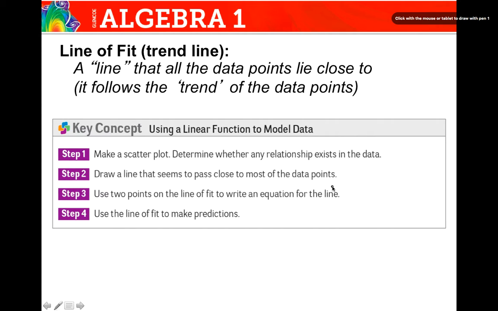Third step is you're going to use 2 points on the line of fit to write an equation. You guys have done this. Pick 2 ordered pairs. Find your slope. Plug it into point-slope form with one of the points, and simplify. Last but not least, with a line of fit, we can use it to make predictions about the future or other values that the graph may not show.